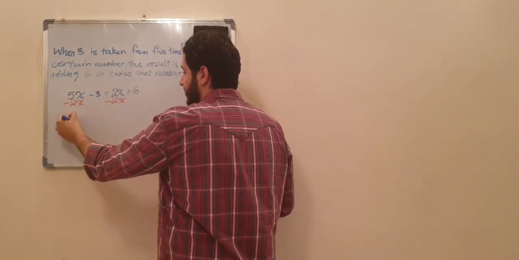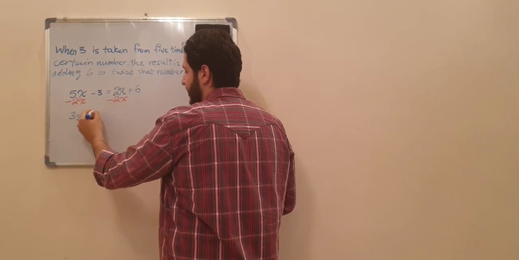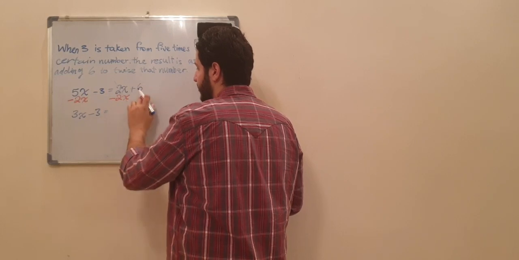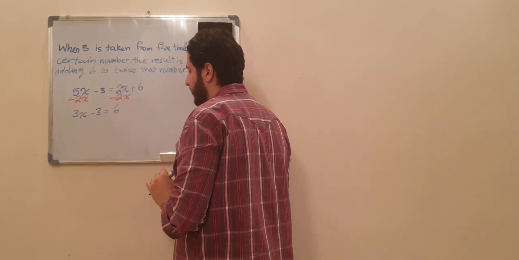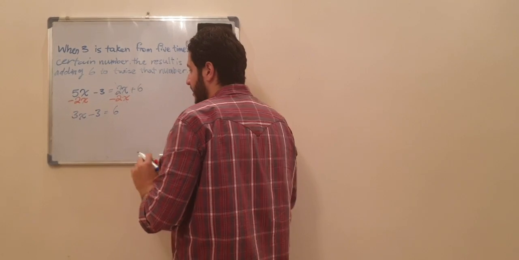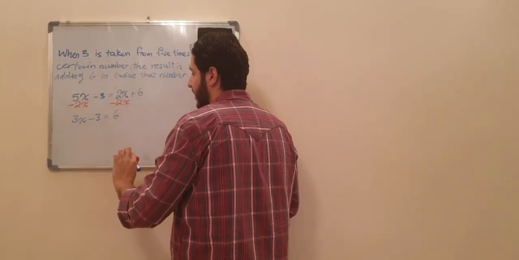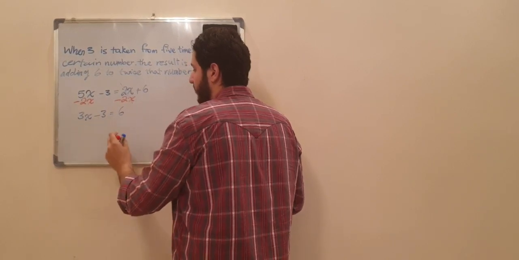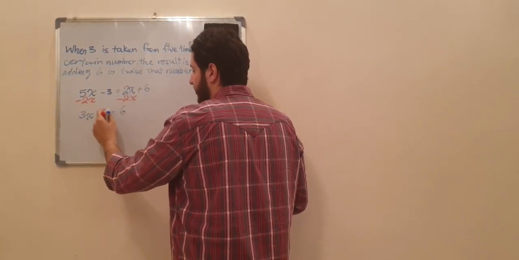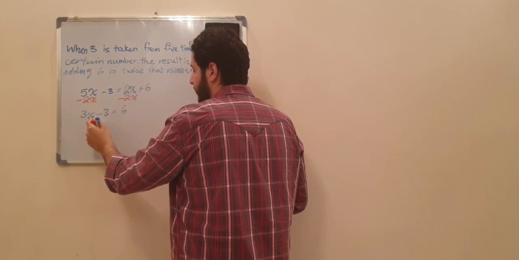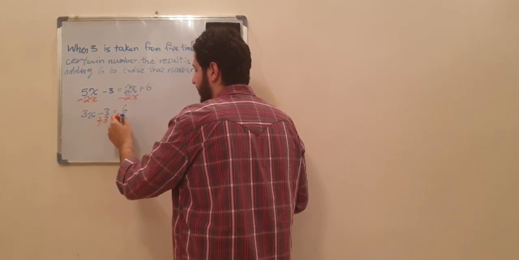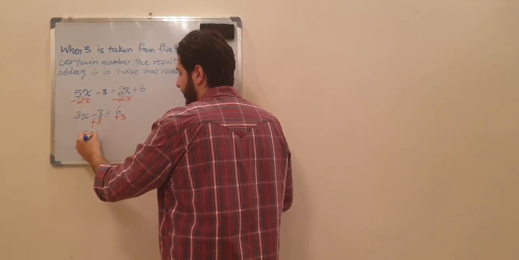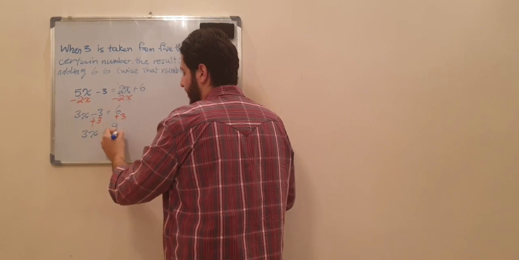5x minus 2x, that's 3x. Minus 3 stays as it is, and on the other side, these will cancel each other and you will have only positive 6 on the right side of the equation. Now, the next step in solving this kind of equation, you need to have the term that has the letter alone on one side of the equation. So we need to cancel this negative 3. To cancel the negative 3, we're going to add 3 to both sides of the equation. You will have 3x on this side, and on the other side you will have 9.